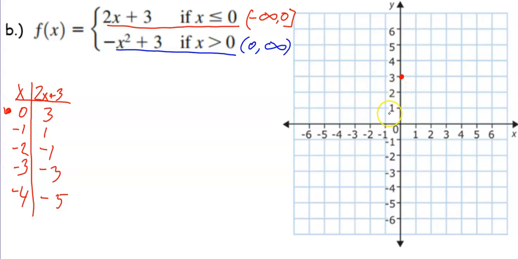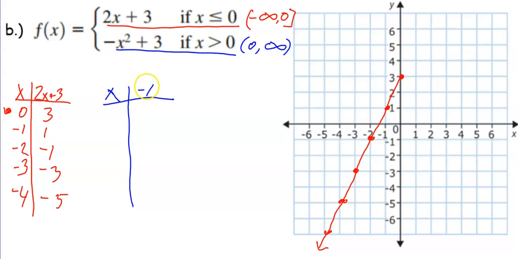Negative 1, positive 1, negative 2, negative 1, negative 3, negative 3, negative 4, negative 5. I could do negative 5, negative 7. Boom. And so here is the first part of the first piece of my piecewise function. That's why we call them piecewise. They're made by pieces. And then my next graph, I'm going to do it in blue, plug in x values.